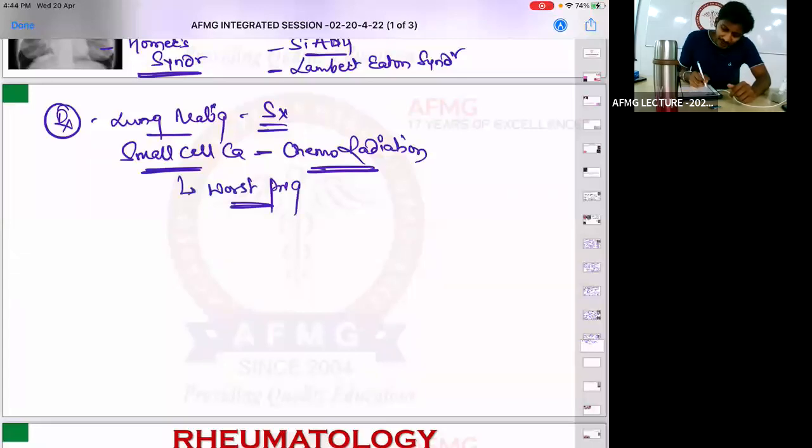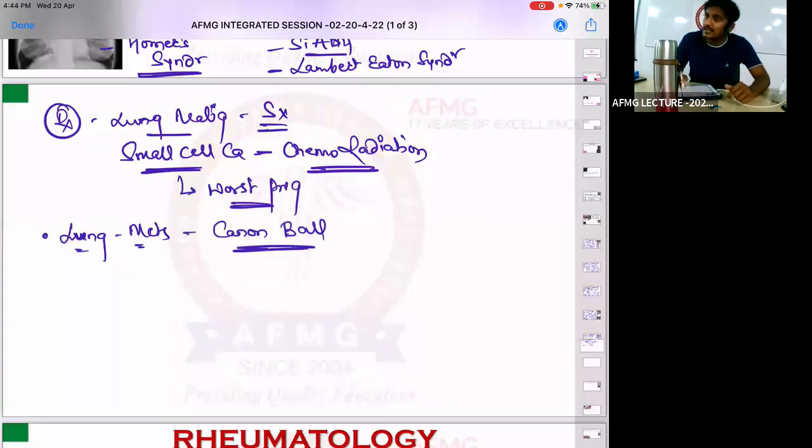If I talk about lung metastasis, it is called cannonball metastasis, so this kind of features would be seen. The cannonball metastasis is usually due to a choriocarcinoma, that is a placental site tumor.